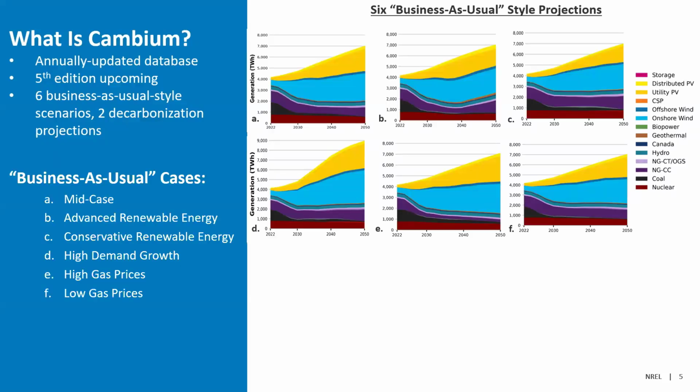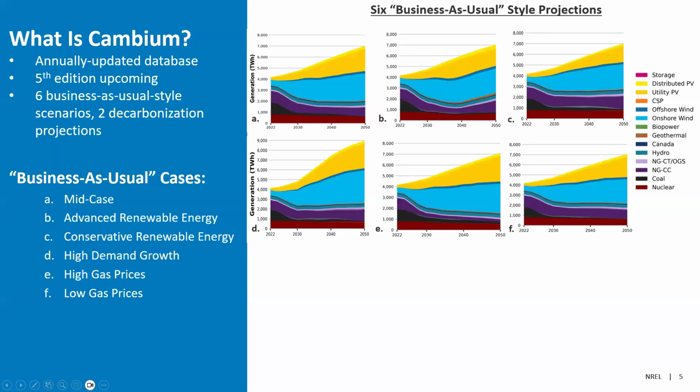So first, just to show the business as usual cases, I'm not going to get super into these. There's a report that talks more about them, both the assumptions that go into them, but you can of course also download the data and play with this in much more detail. I'm just going to give you a high level taste of what these different scenarios are. Like I said, 6 business as usual style cases. So we have our mid case.